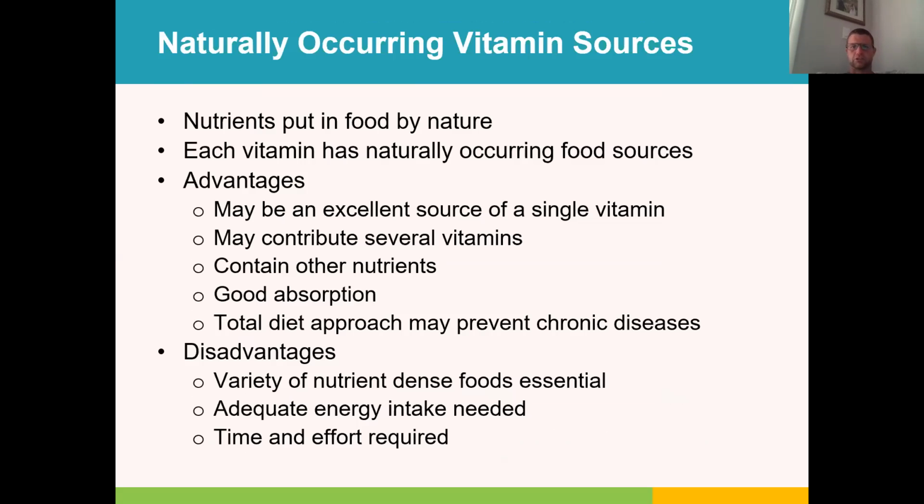Naturally occurring vitamin sources are nutrients put in foods by nature. Each vitamin has naturally occurring food sources. Advantages: may be an excellent source of a single vitamin, may contribute to several vitamins, contains other nutrients, and good absorption. A total diet approach is good to prevent many chronic diseases.